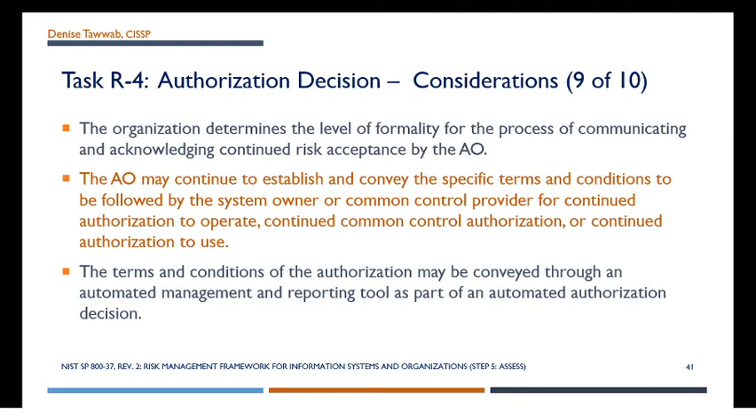The AO may continue to establish and convey the specific terms and conditions to be followed by the system owner or common control provider for continued authorization to operate, continued common control authorization, or continued authorization to use. The terms and conditions of authorization may be conveyed through an automated management and reporting tool as part of an automated authorization decision.